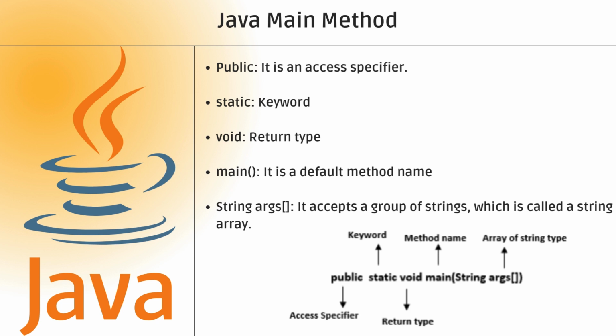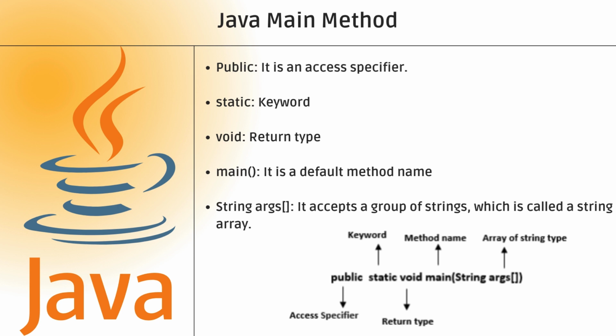The third term we have is void. It's also a predefined keyword. In Java, every method has some return type. The void keyword in the main method means it does not return any value, so we are using this void keyword in the main method syntax. Okay, the next one we have is main. Main is nothing but a default method name. It's a method name which is predefined in JVM.